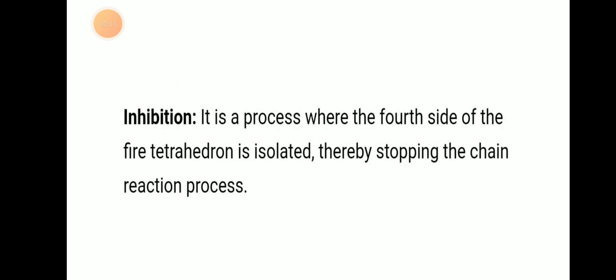Inhibition is a process involving the fourth side of the fire tetrahedron, that is, the chemical reaction. When heat, fuel and oxygen combine and start to become a large fire, then a chemical reaction will happen, so it will continue for a long time. To stop the fourth side of the fire tetrahedron, thereby stopping the chain reaction process, we use the inhibition process. This is the fourth process of the fire tetrahedron.